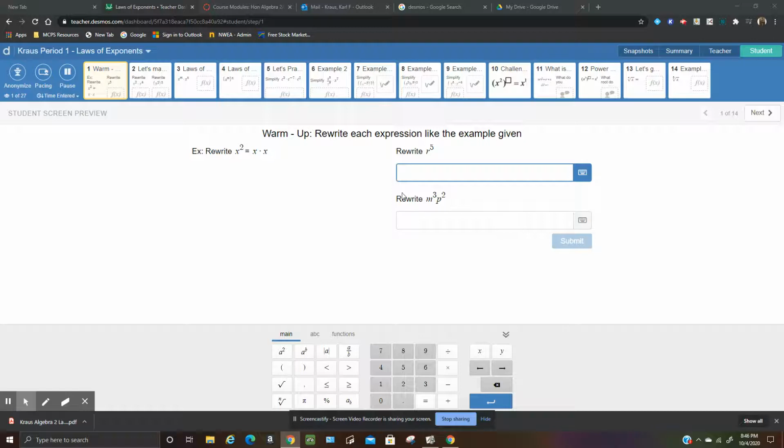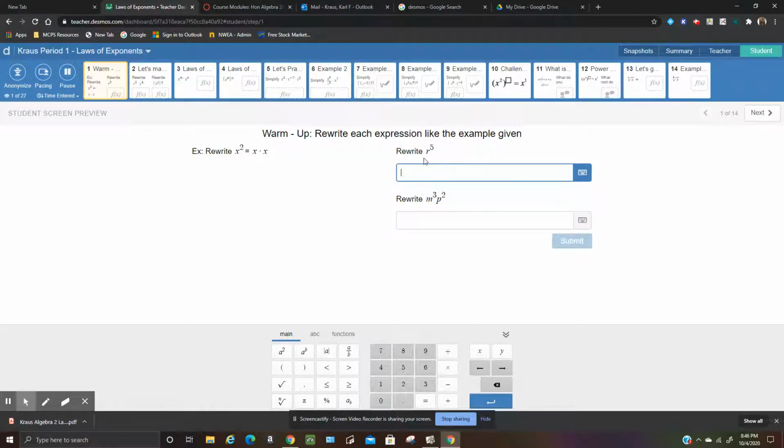Like I said, this Desmos is probably almost exactly the same as the notes. In fact, when I look through the slides, it is the same, but this is a way you can come and practice on your own and then compare it to your notes.